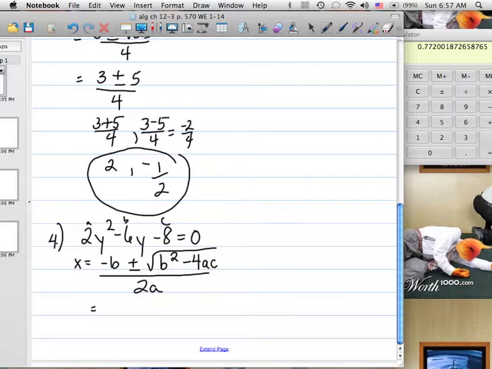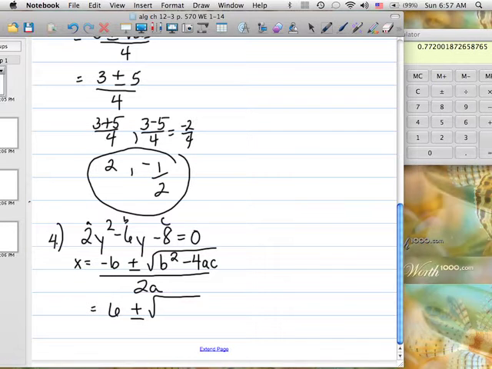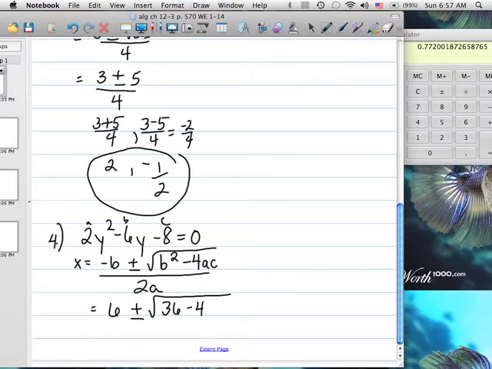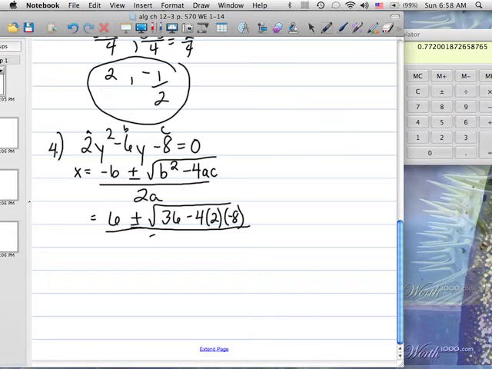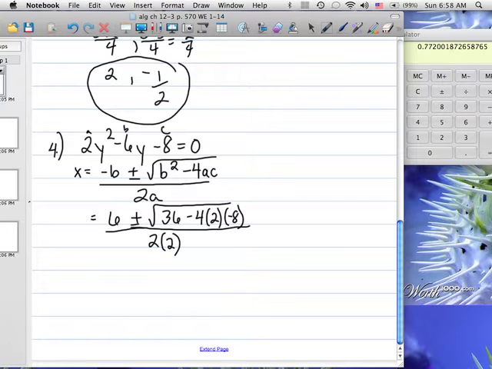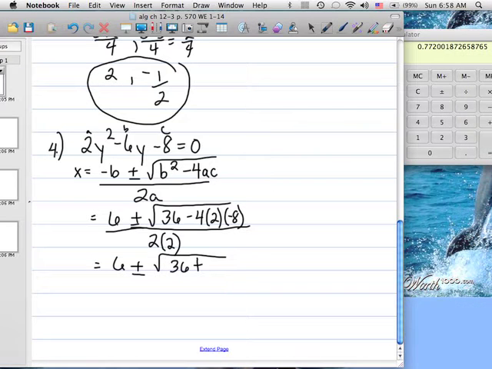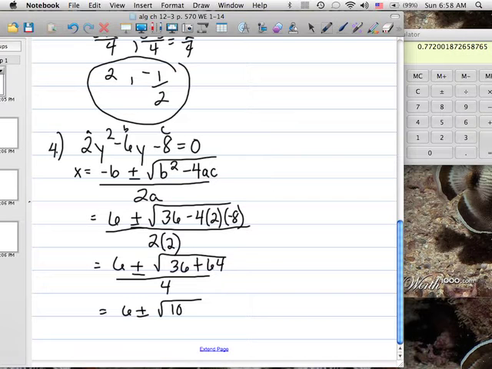Substituting in the opposite of b, b is negative 6, so the opposite of that is 6, plus or minus b squared, negative 6 squared is 36, minus 4 times a, which is 2, times c, which is negative 8, over 2a, 2 times 2. So now we have 6 plus or minus the square root of 36. That's going to be positive. 4 times 2 is 8, times 8 is 64 over 4. So that's 6 plus or minus the square root of 100 over 4.